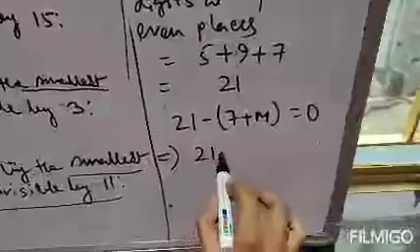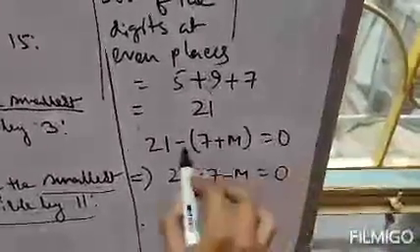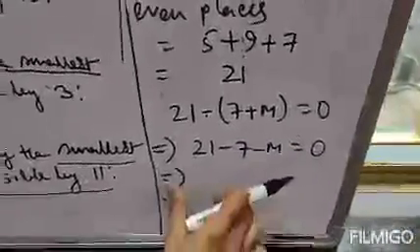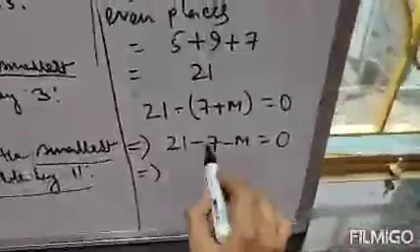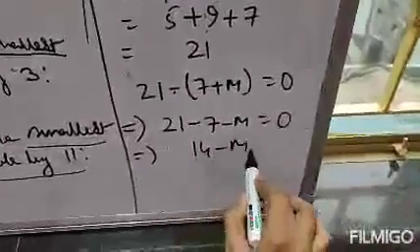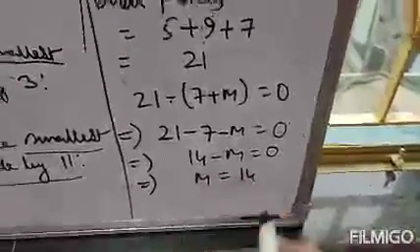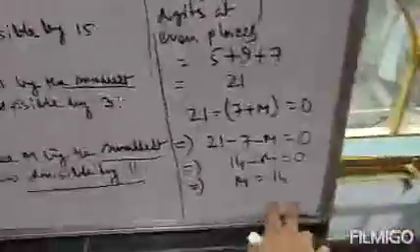Therefore 21 minus 7 minus m equals 0, because whenever you are opening this bracket, minus and plus will get minus. Clear? So just be careful in this step. That means 21 minus 7 is 14, minus m equal to 0. Therefore m is equal to 14. Now this is an important step. If m is 14, that means m is a 2-digit number.